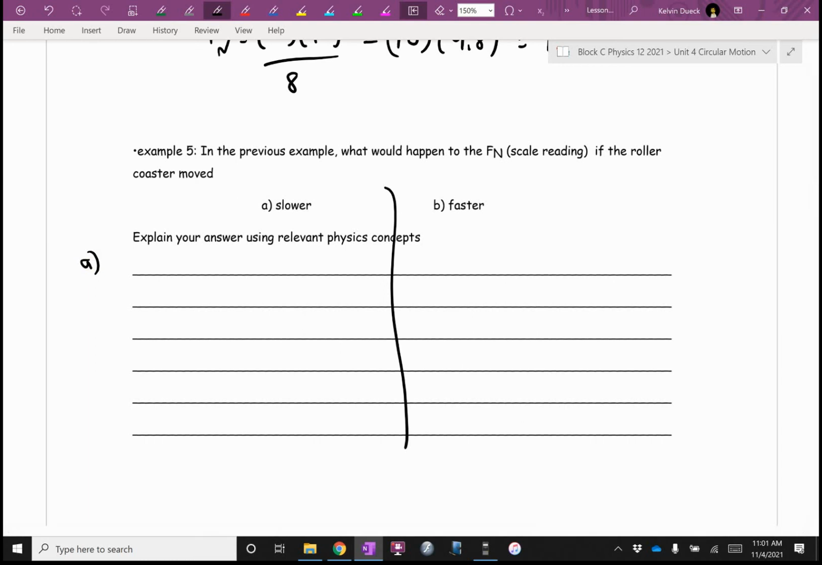Alicia, did we get the normal force by itself in the previous example? Can you read me that equation, the one without numbers, the one that says Fn equals?